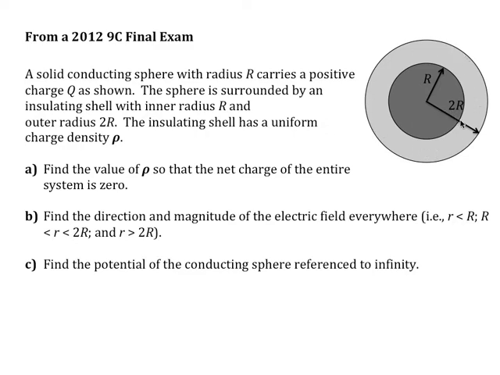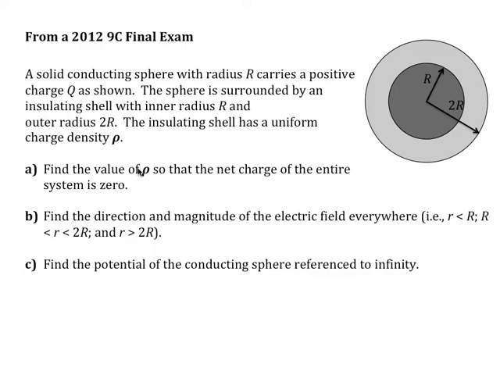The insulating spherical shell has an inner radius of R because it touches the conducting sphere, and an outer radius of 2R. The picture doesn't make it look like that, but it is. And this insulating shell, the spherical shell that encapsulates the conductor on the inside, has a uniform charge density rho. So the same charge per unit volume here, near the conductor, as everywhere else in this insulator. And there are several questions here.